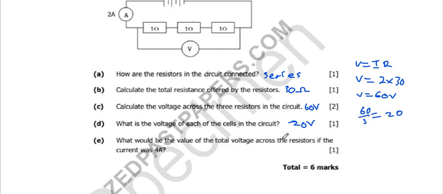What would be the value of the total voltage across the resistor if the current was 4 amps? So again, voltage is equal to current times resistance. Our current is 4, and our resistance is 30. Our resistance is still the same 30. Our current has been changed to 4, and this will give us 120 volts. So therefore, the correct answer is 120 volts.